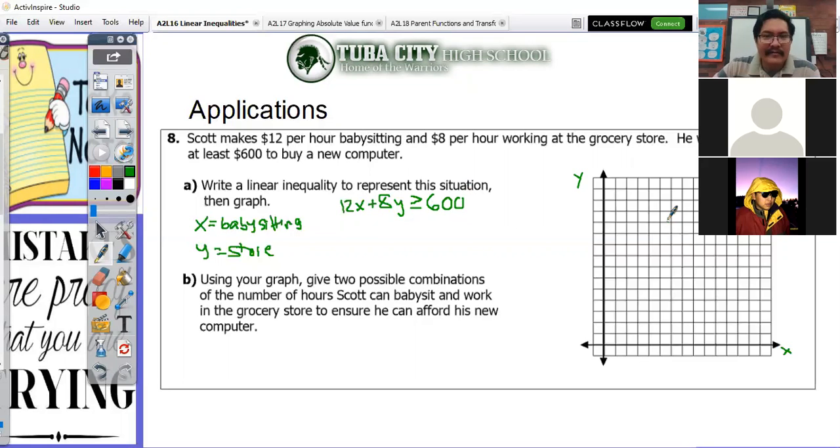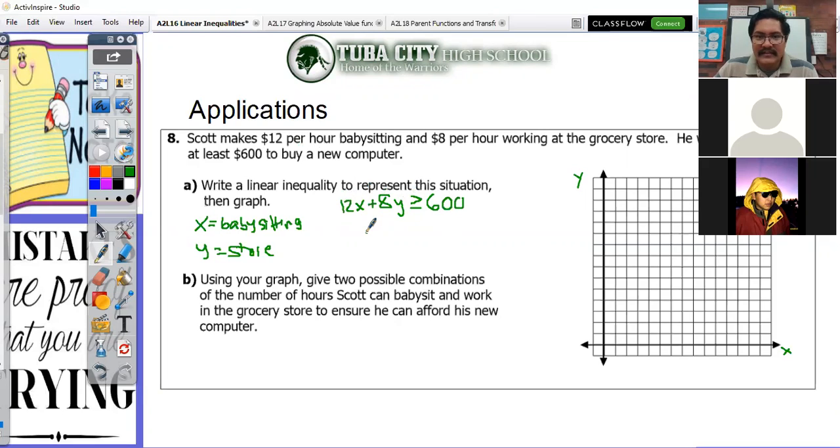Okay, so it looks like we got that done. So again, this side has to be greater than 600. So even if he gets like $700, he still is able to buy the computer and he gets a little bit of leftover money. So this is the side that we want to have be bigger.